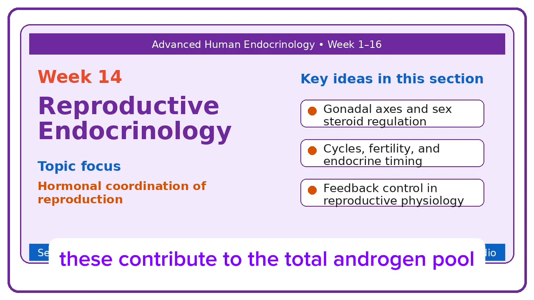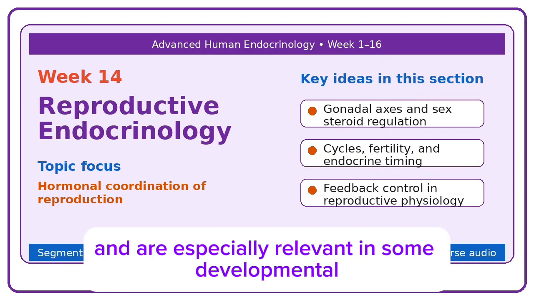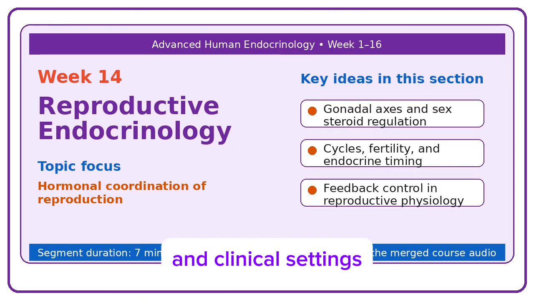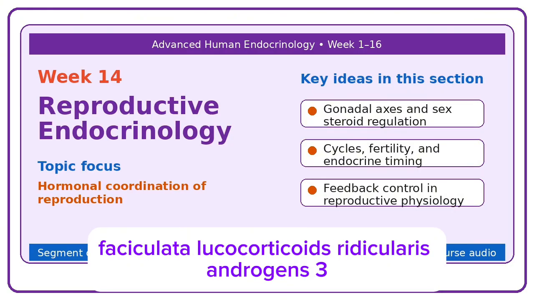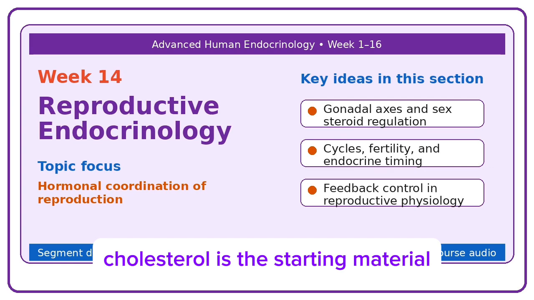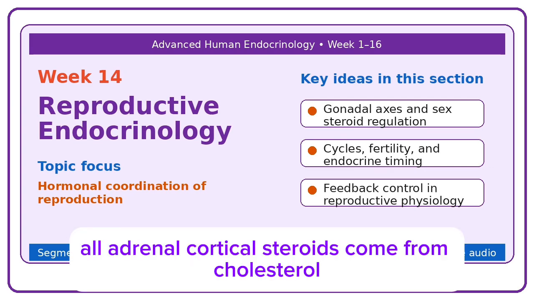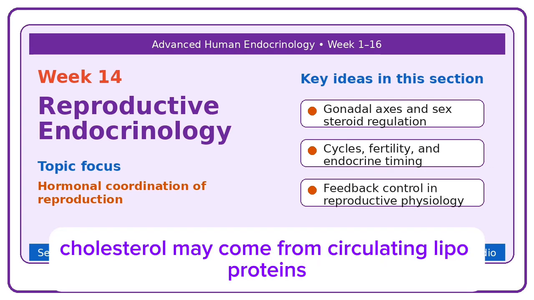These contribute to the total androgen pool and are especially relevant in some developmental and clinical settings. A simple memory aid is glomerulosa, mineralocorticoids, fasciculata, glucocorticoids, reticularis, androgens. 3. Cholesterol is the starting material. All adrenal cortical steroids come from cholesterol. Cholesterol may come from circulating lipoproteins.